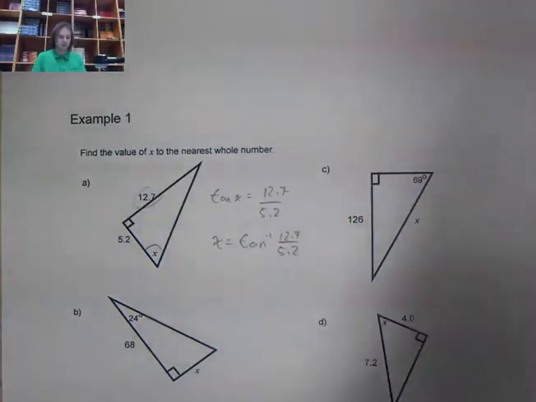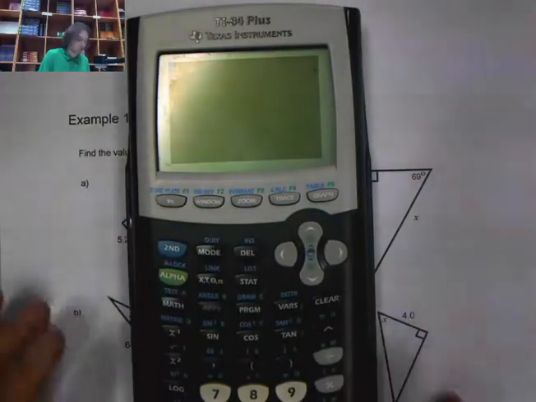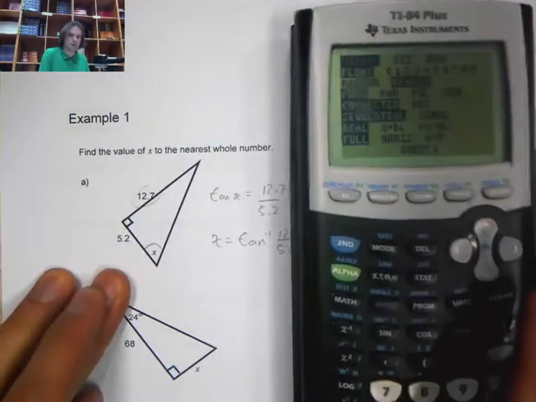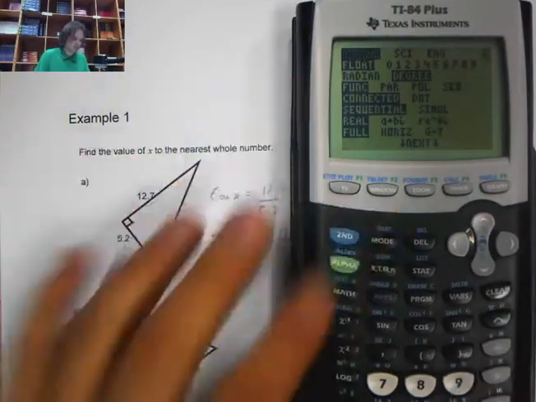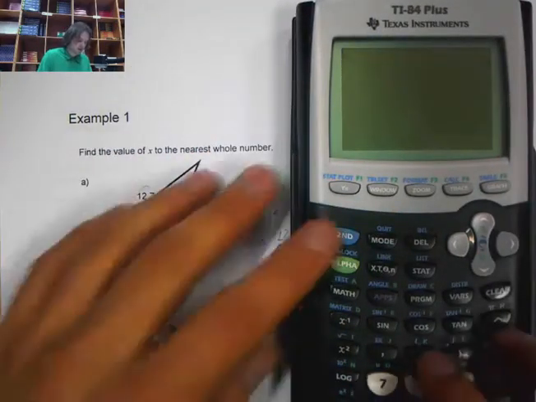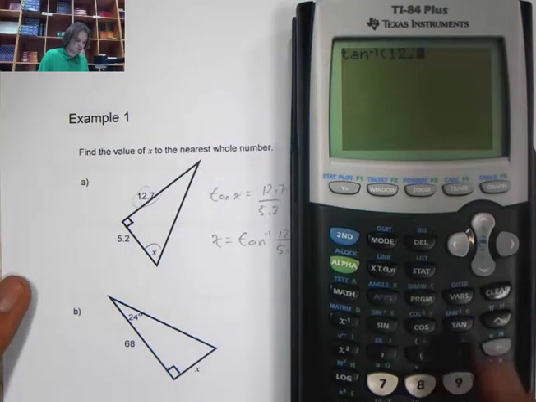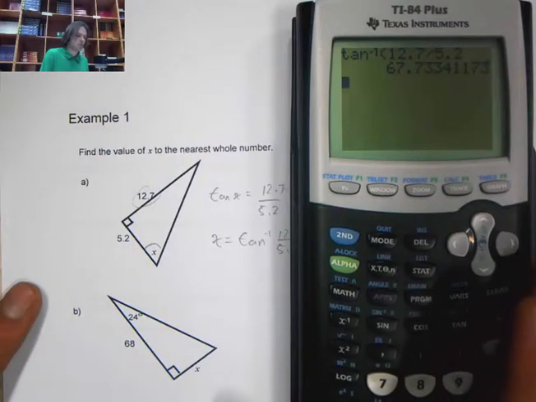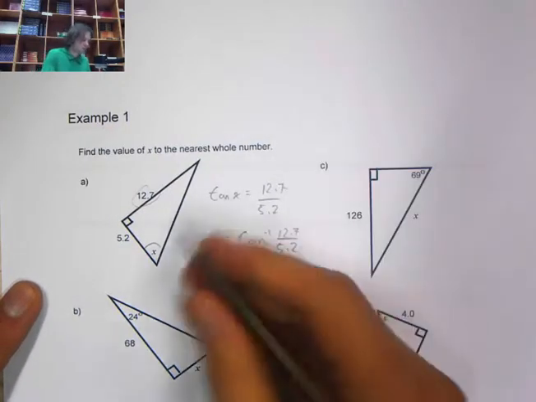Now I'm going to plug that into my calculator. Once again, make sure your mode is in degrees. I go second tan, and I want 12.7 divided by 5.2, and I end up getting 67.7 degrees, which is 68 degrees.